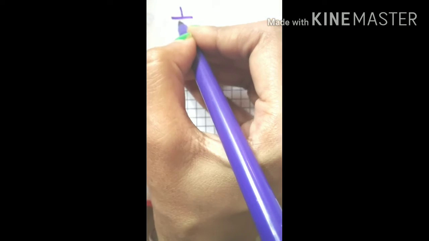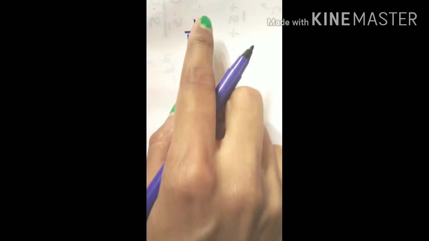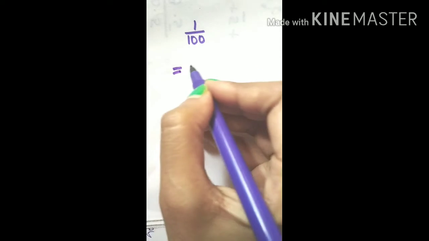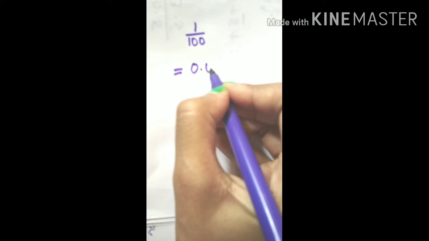Students, look at this square. We can draw a square to represent one whole. Then we can divide this square into 100 equal parts. Coloring one of the 100 parts gives us the fraction 1/100. We can also write 1/100 as a decimal number 0.01.